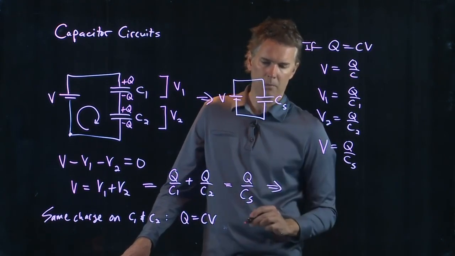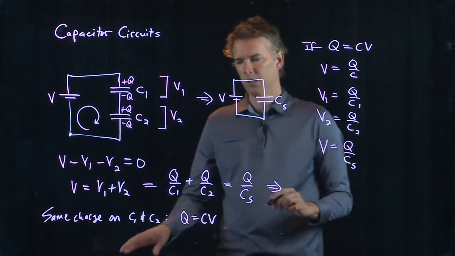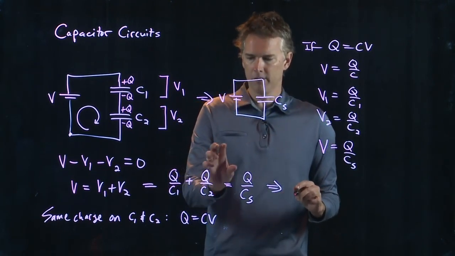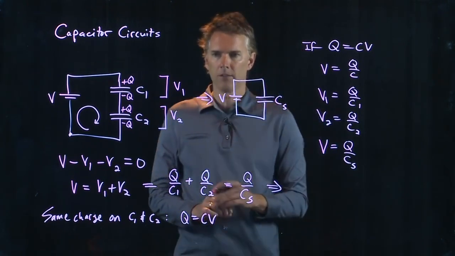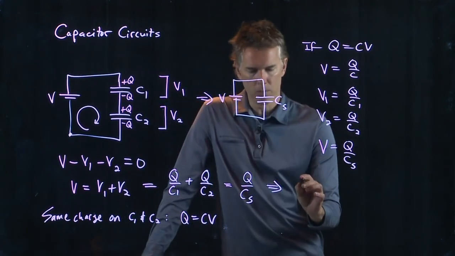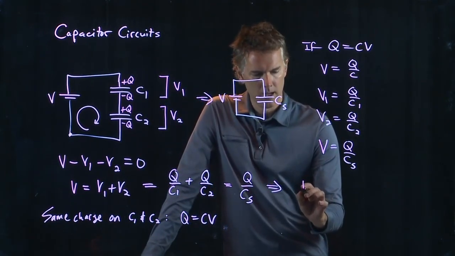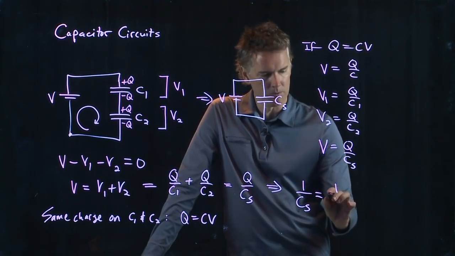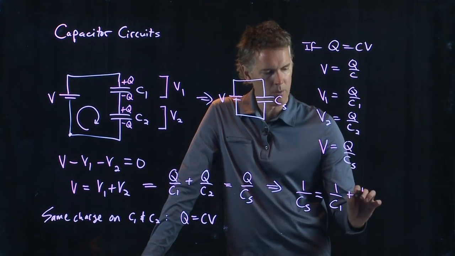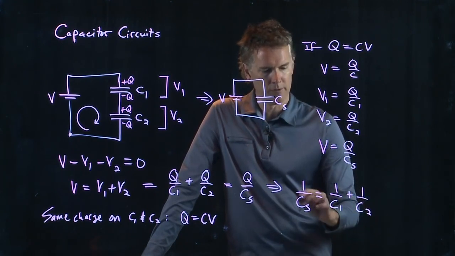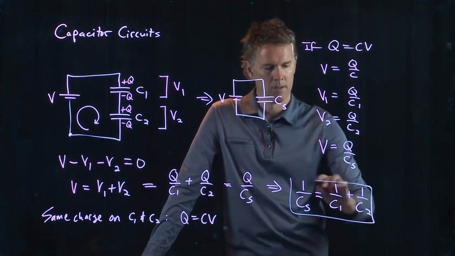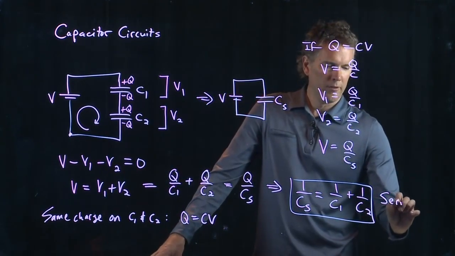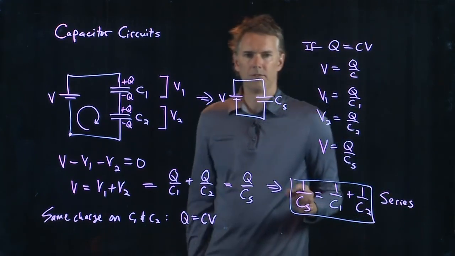And now you see exactly what happens. If I look at this equation right here, I have Q over C1 plus Q over C2 equals Q over C sub S. I can divide the right and left of that equation by Q, and I get 1 over C sub S equals 1 over C1 plus 1 over C2. And this is the rule for series capacitors.